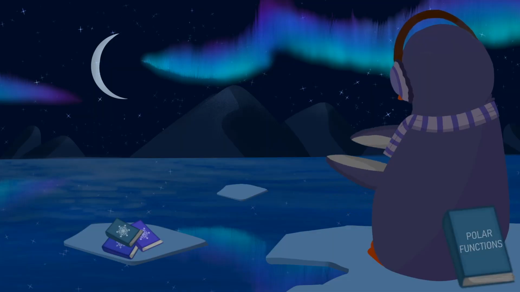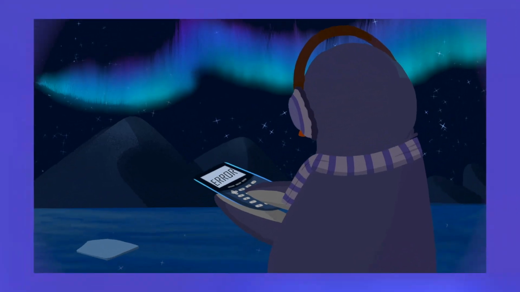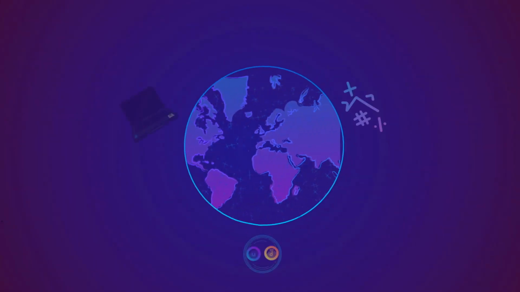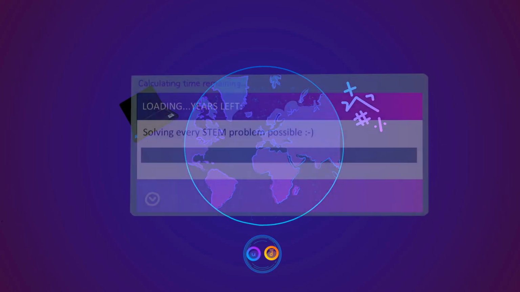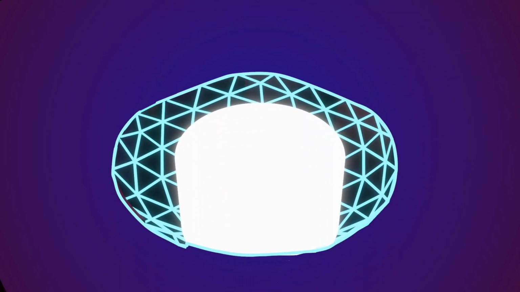Error, system, overload. Error, system, overload. Most of us have seen this message pop up on our calculators when we type in too many calculations. On a grand scale, many current STEM problems are unsolvable because our computers would take billions of years to solve them. But what if there was a computer that could solve these problems in seconds? In fact, we may already have one.